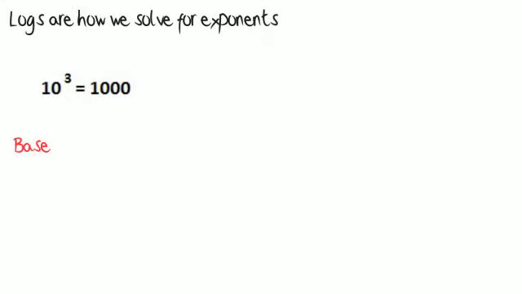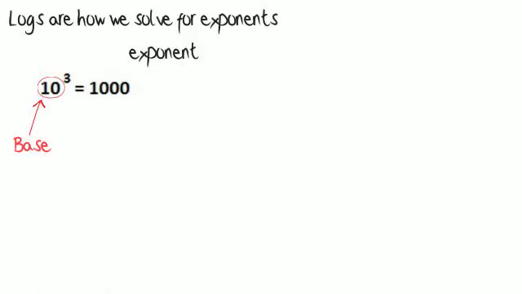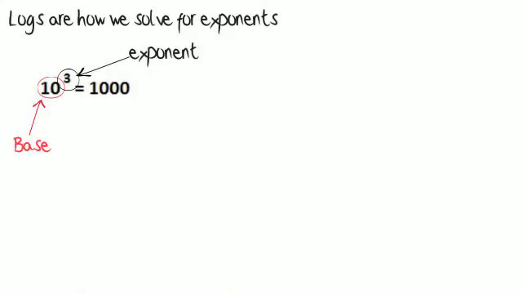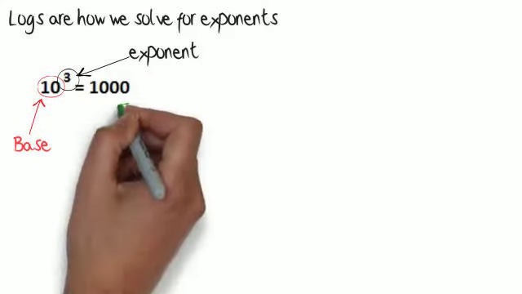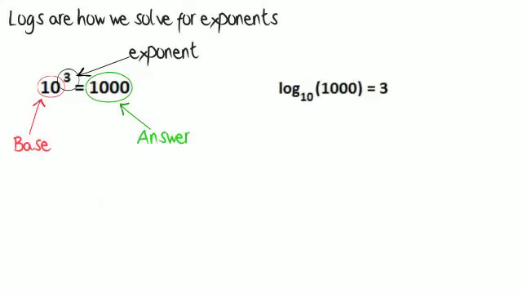Take a look at this expression. We have 10 to the third equals 1,000. Well, in that expression, we have a base, which is 10. We have an exponent, which is 3, and we have the answer of the expression 10 to the third, which is 1,000. So those are three components that make up this exponential expression.